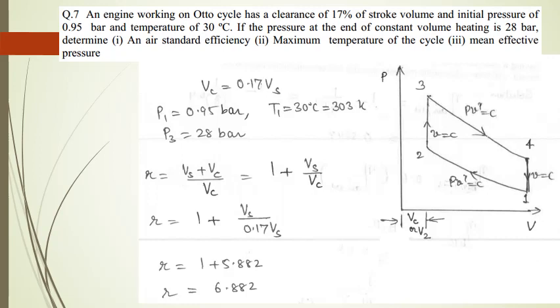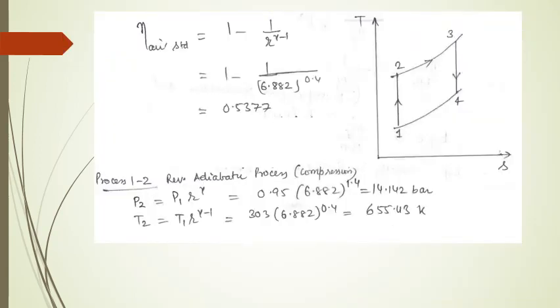Now the compression ratio, which is equal to Vc plus Vs upon Vc, can be written as 1 plus Vs upon Vc, and Vc we have substituted with 0.17 of Vs, so this gives us the value of compression ratio to be 6.882. So once we have found the value of compression ratio, we can find the air standard efficiency for Otto cycle, given by the formula 1 minus 1 upon r raised to power gamma minus 1, and that comes out to be 0.5377.